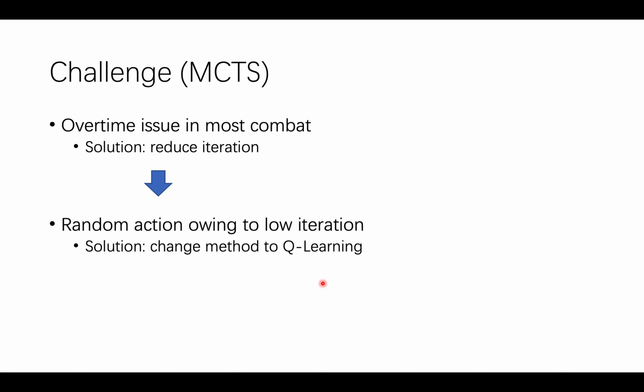During the project, we also faced some challenges. At the beginning, the MCTS method brought a serious overtime issue. By reducing the number of iterations, we solved the overtime issue. However, the low iteration count caused another problem: the offense agent always does some random actions. So we turned to Q-learning.